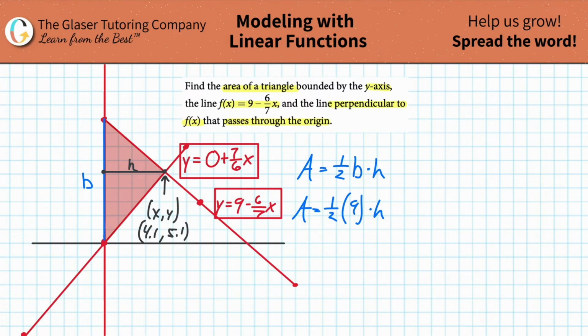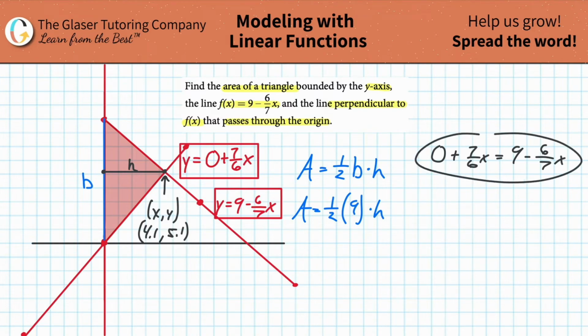So, since I already have this equation set equal to y, and I have this equation set equal to y, remember they both represent each graph separately, I know then that at this particular location, this y is equal to this y. And what that means is that this is equal to that. So I'm going to set them equal to each other. So 0 plus 7 over 6x equals 9 minus 6 over 7x. Solve this now for x.